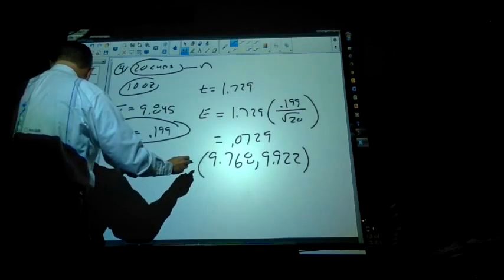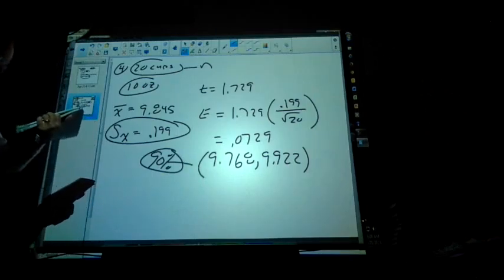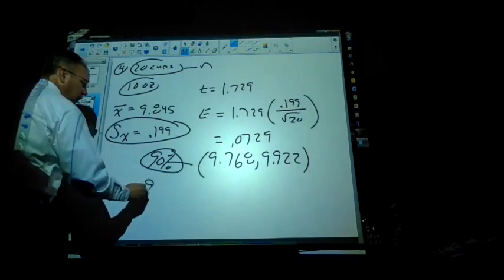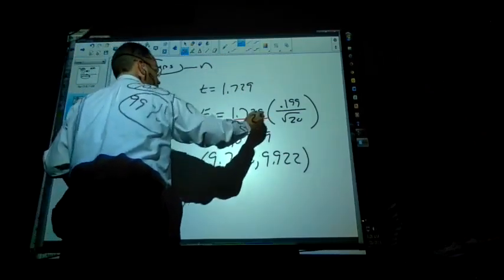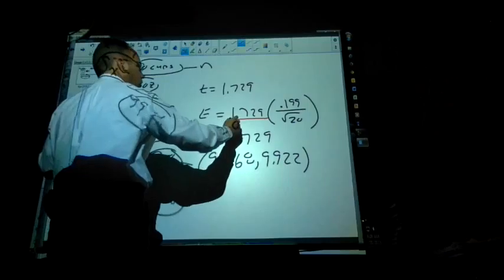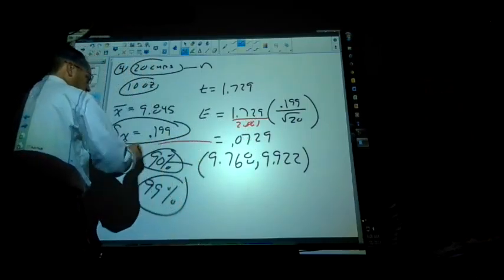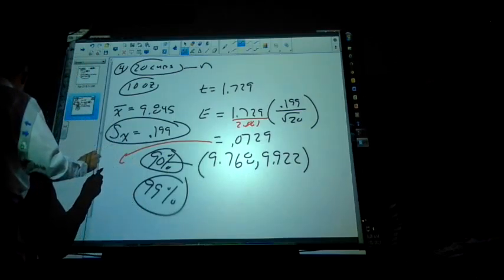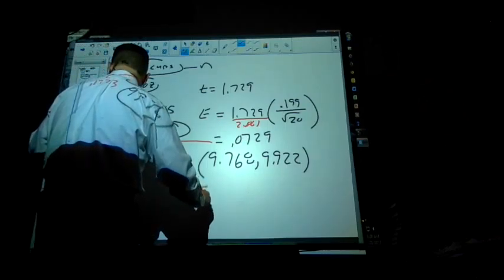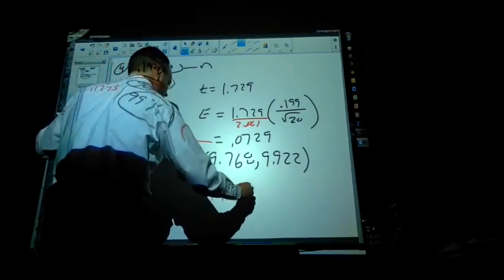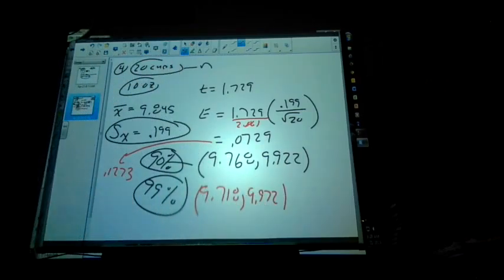So this is for the 90% confidence interval. Okay, then we say construct a 99% confidence interval. So if I do a 99% confidence interval, this is the only thing that's going to change on us, and that's going to change to 2.861, which then is going to give me this score of 0.1273, which means 9.718, comma 9.972.